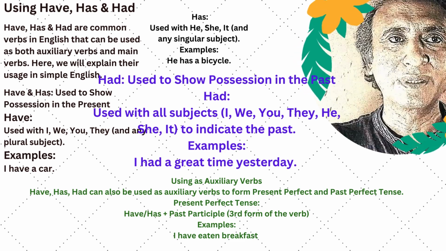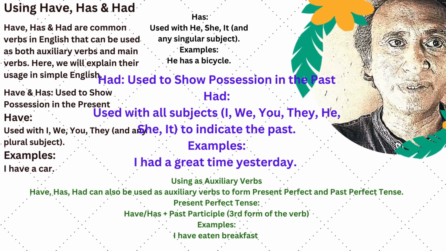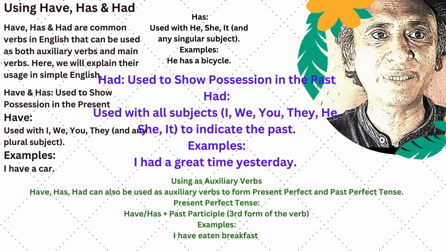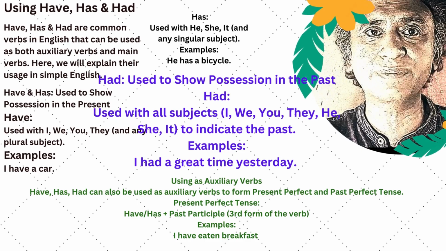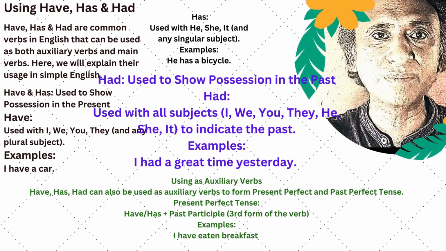Welcome to my lesson. The lesson today is all about using have, has, and had. Have, has, and had are common verbs in English that can be used as both auxiliary verbs and main verbs. Here we will explain their uses in simple English.